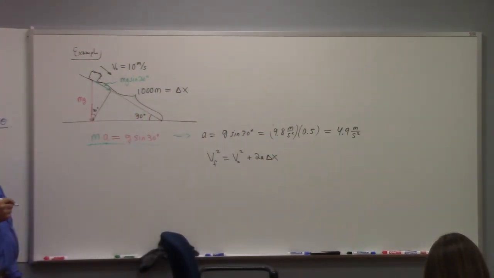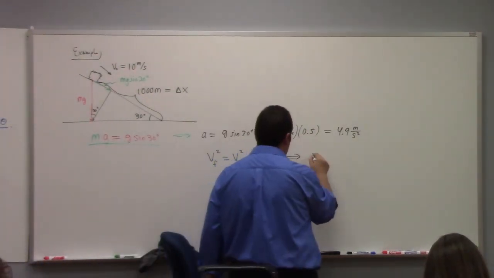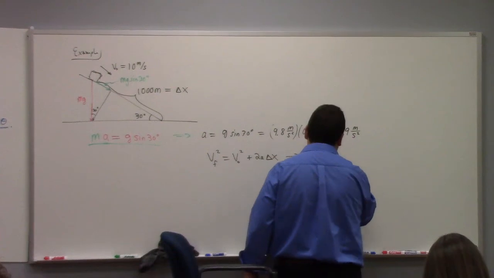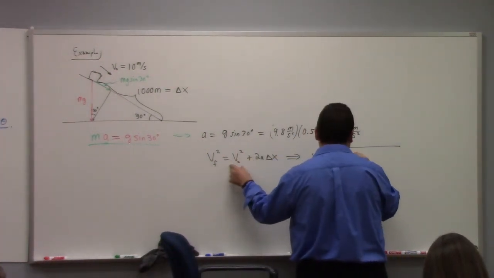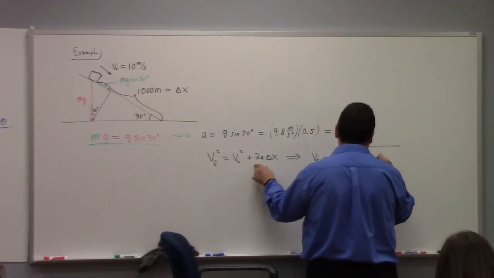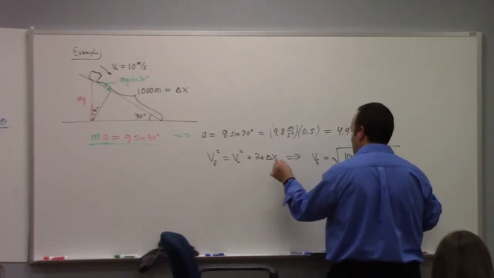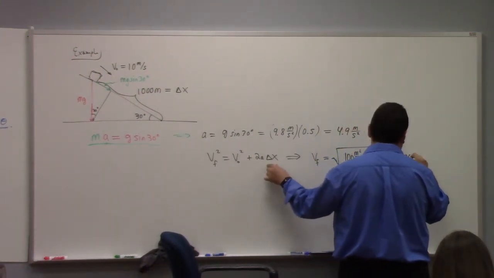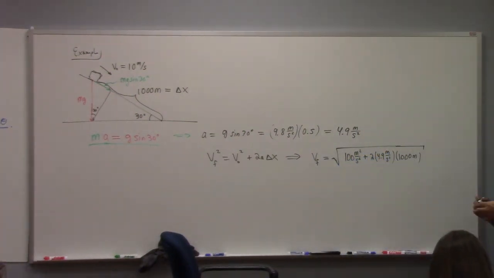So what's the final velocity? VF is actually the square root of 100 meters squared per second squared plus 2 times 4.9 meters per second squared times change in x, which was 1,000 meters. So that should give me my final velocity.